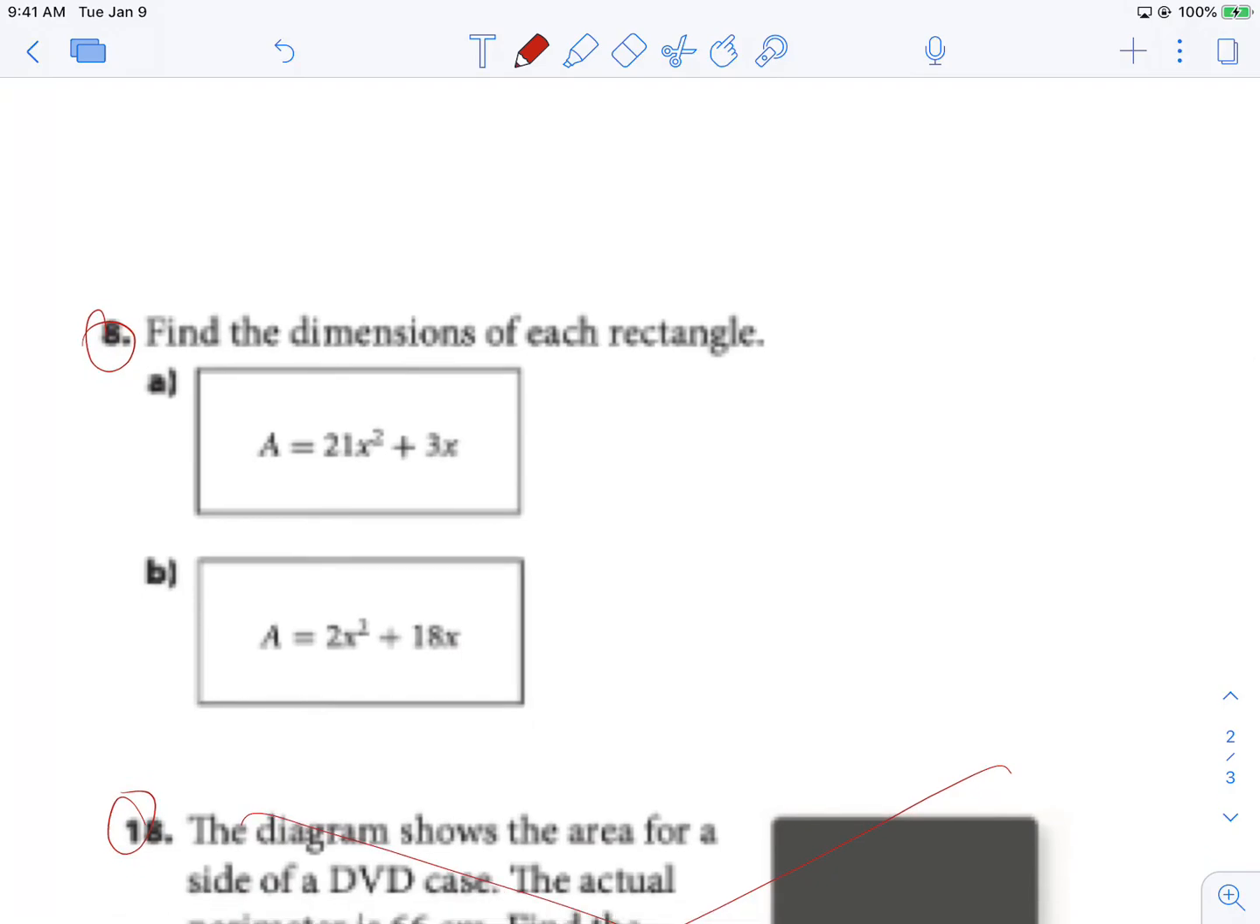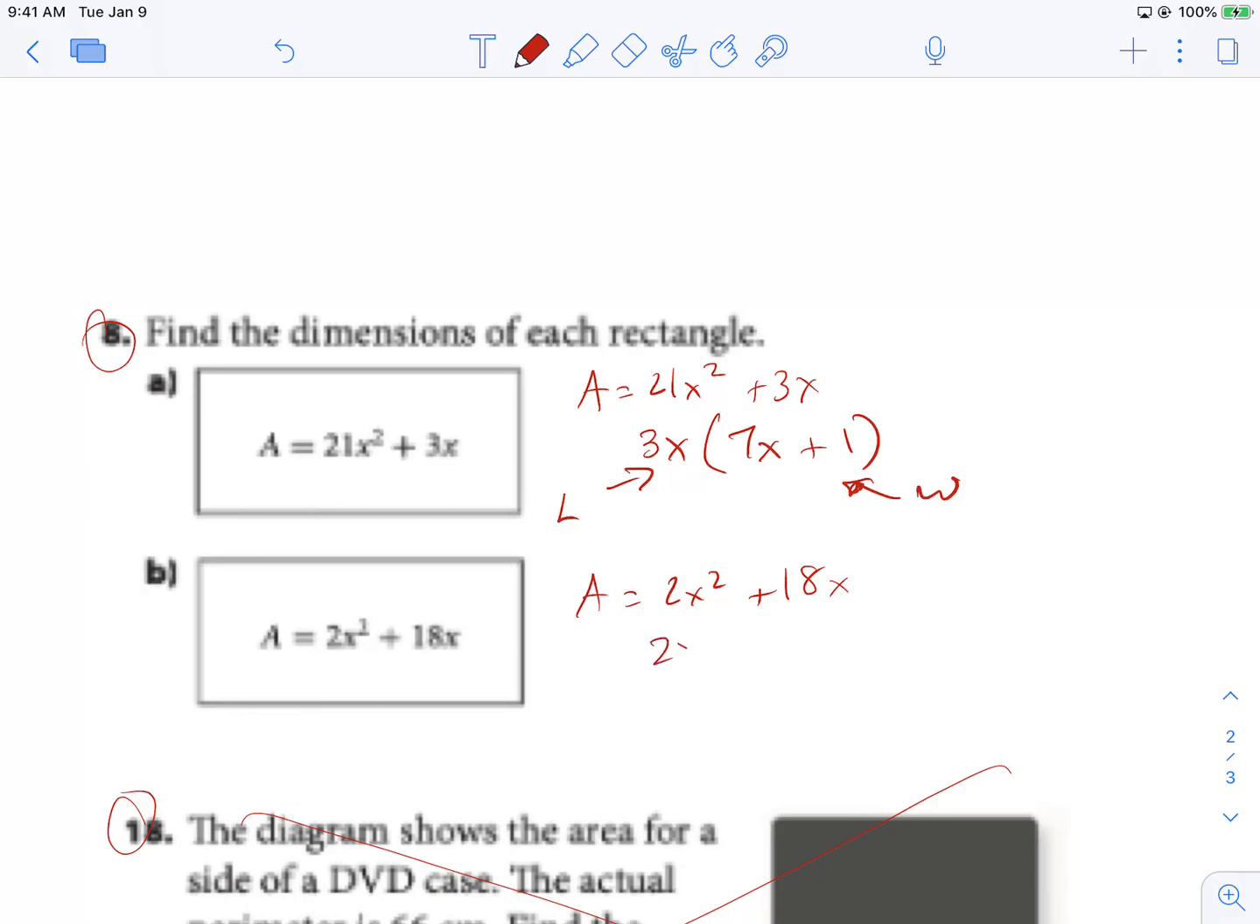Find the dimensions of each rectangle. Okay, nice and easy. So we have our area equals 21x squared plus 3x. So what's in common there? Well, we can factor out a 3x, and that leaves us with 7x plus 1. So we'll say that is our length. That is our width.